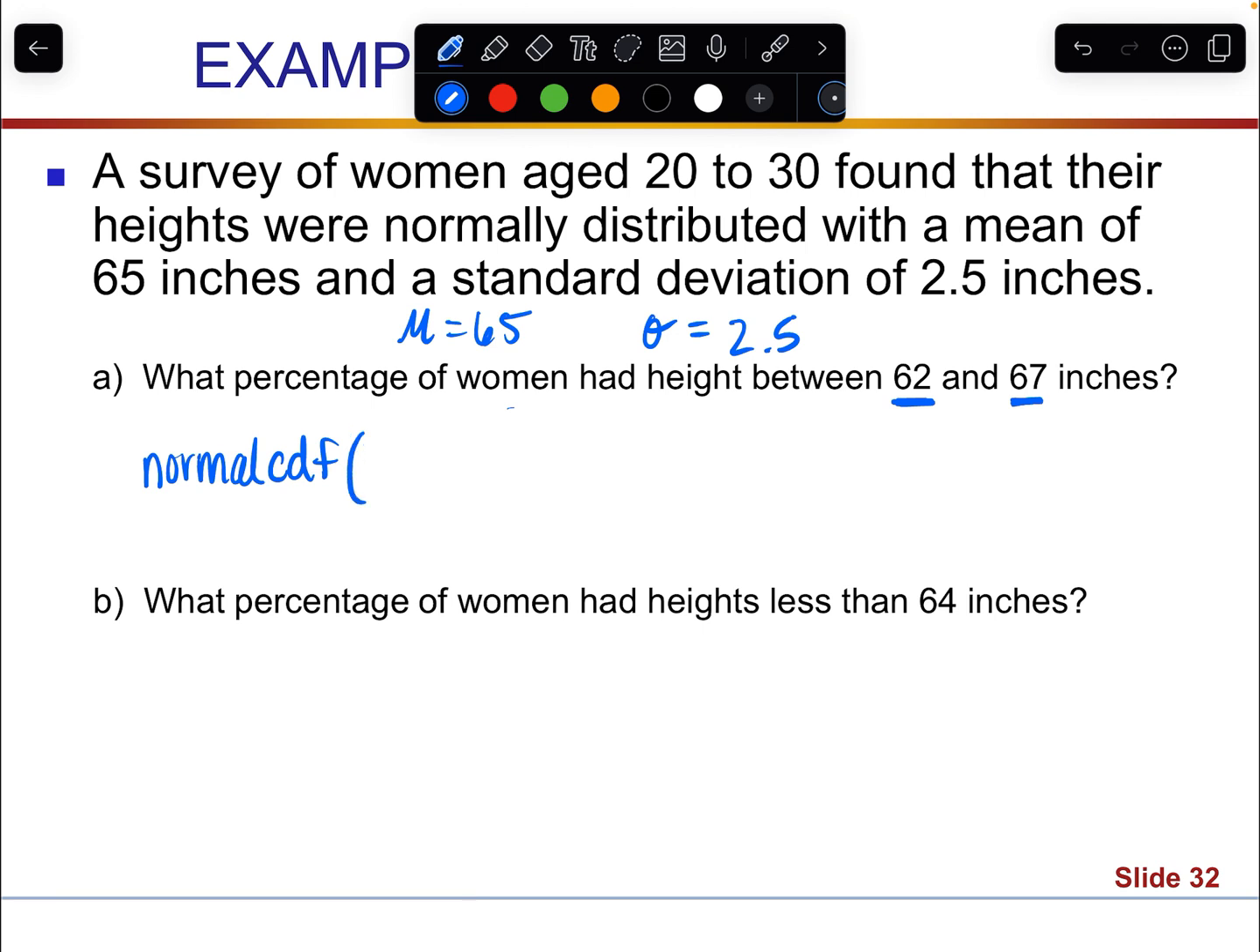The first value I'm going to write is my lower limit, comma, our upper limit, comma, our mean, and then our standard deviation. And so that's what we'll be plugging in to get our percent. It'll be a decimal at first, but then we'll convert it into a percent.